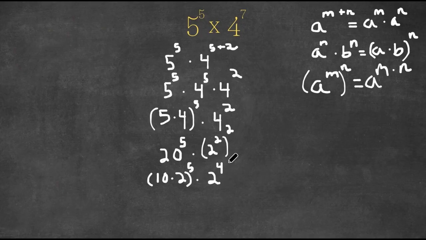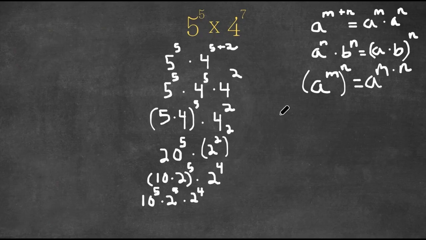So now, remember, we're going to use this property, a to the power of n times b to the power of n equals a times b to the power of n, but we're simply reversing it. So we're going to convert this form back to this form. So 10 times 2 to the power of 5 is the same thing as 10 to the power of 5 times 2 to the power of 5. And we're still multiplying this with 2 to the power of 4.